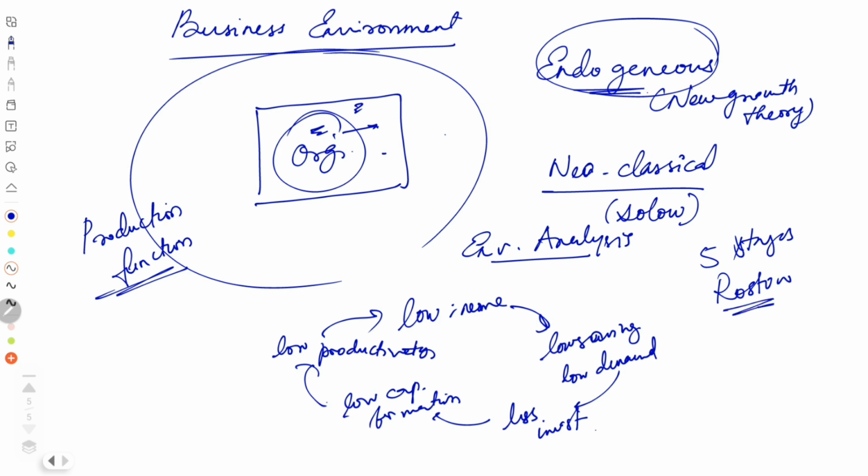So in that, what we are saying is that first there is a traditional society. That traditional society gets preconditioned to take off. Then there is the actual take off. Then there is a drive towards maturity, and there is an age of high mass consumption. That is Rostow's 5 stages of economic growth.